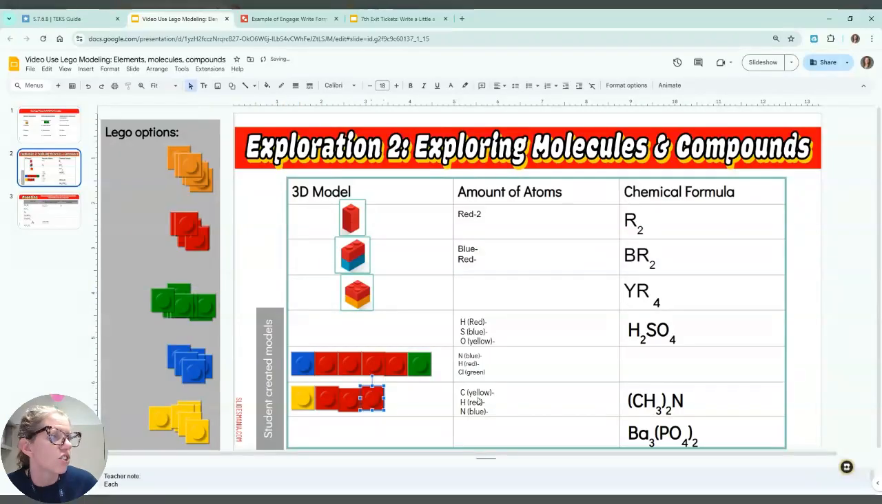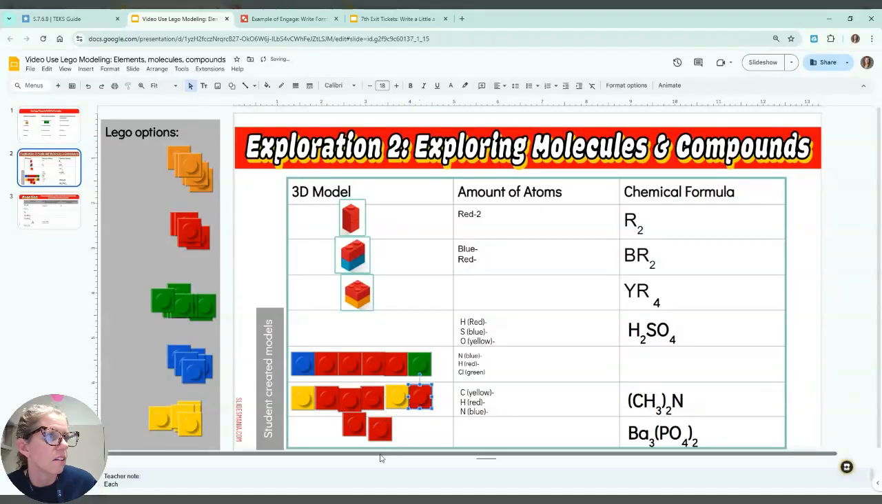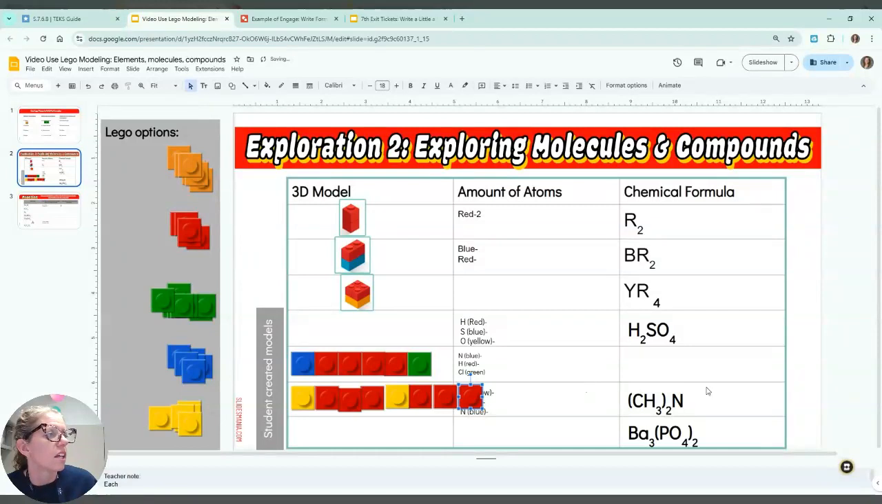So that's CH3 in the parentheses, but this 2 outside the parentheses means there's 2 of those. So they're going to build it a second time. And it doesn't really matter. You could build it like this, or they could build it linear. Either way is fine. So I have 2 of those. Then my last capital letter here does not have a subscript, so that's like having a 1. So I just have 1 nitrogen. And that's how I would model this.